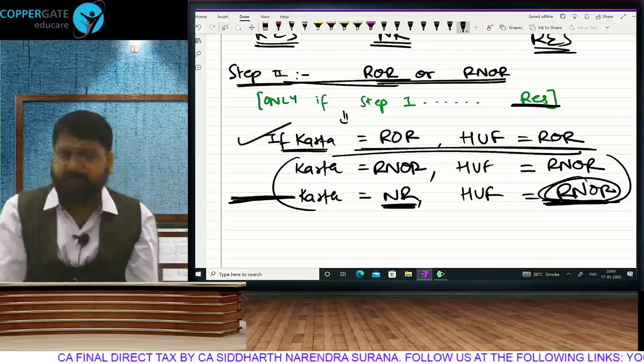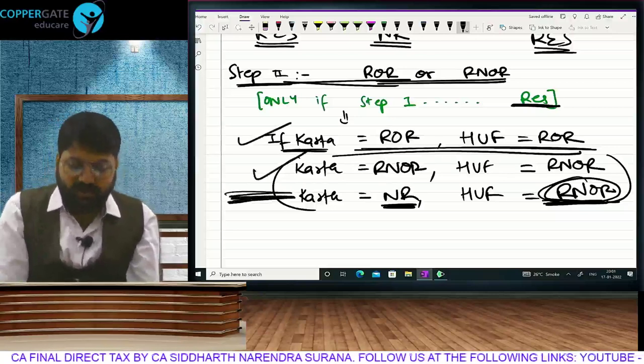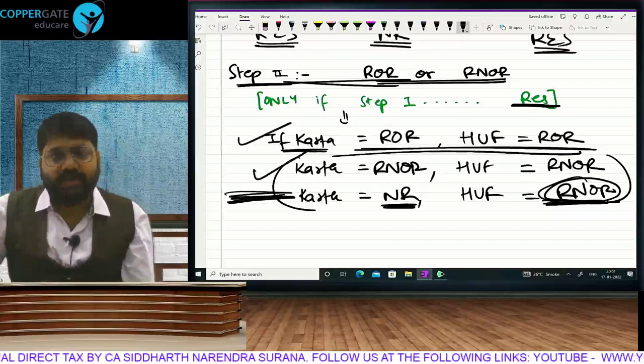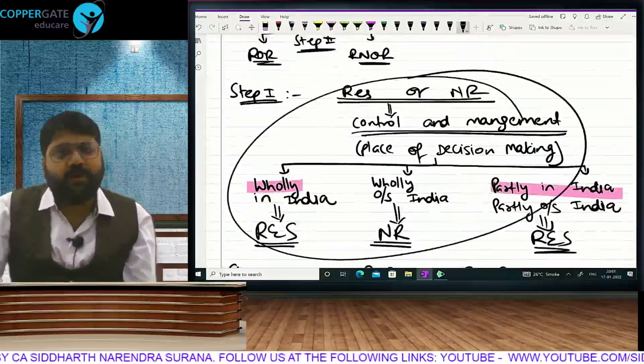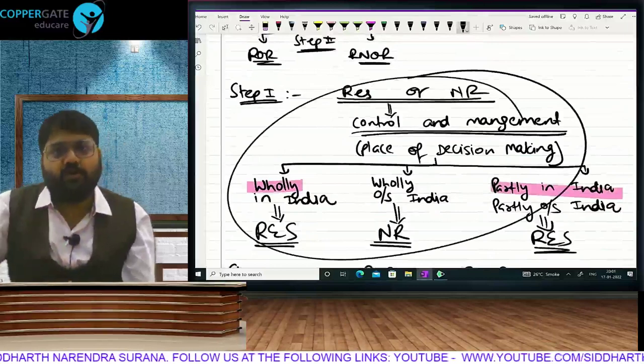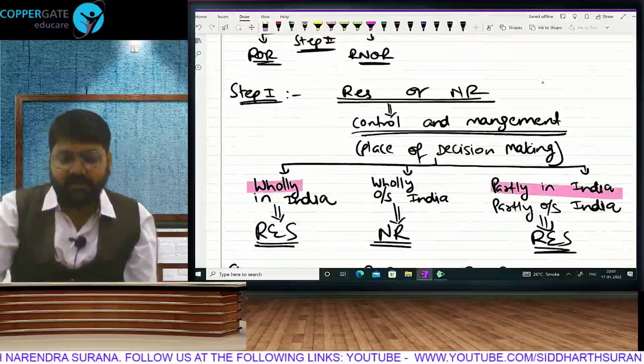This point I know everybody understood. But is the last point understood? If karta is non-resident, HUF will become RNOR, because resident it has already become due to control and management. You just have to decide ordinary or not ordinary. And it will be treated as not ordinary.